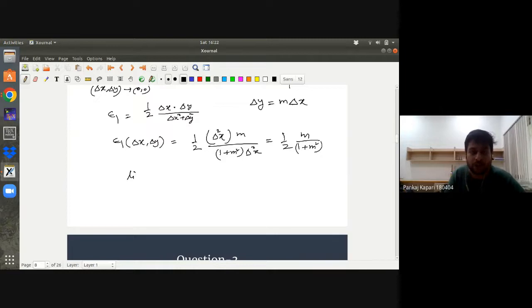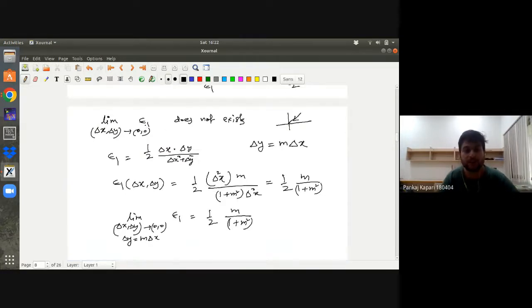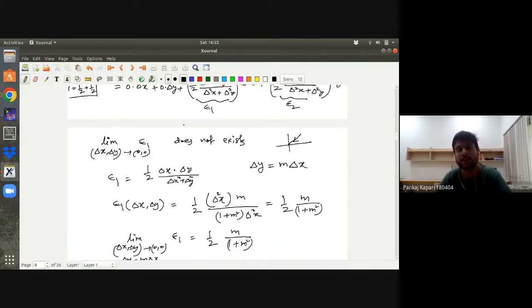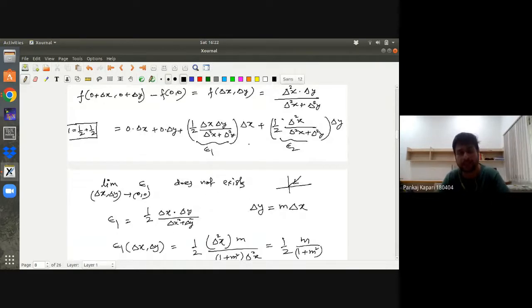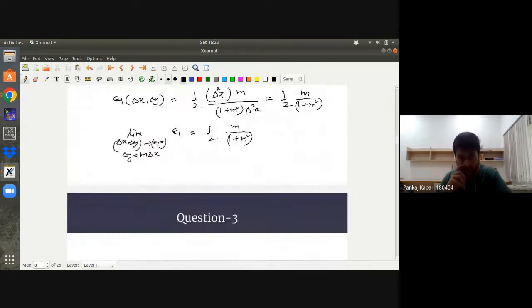So if you take this limit of epsilon 1 as (delta x, delta y) goes to (0, 0) along the path delta y equal to m times delta x, this just becomes half times m over 1 plus m square. Because this limit is path dependent, the limit of epsilon 1 does not exist. Similarly, the limit of epsilon 2 also doesn't exist, and that shows that the function is not differentiable at origin.